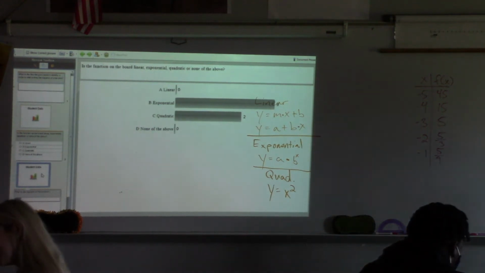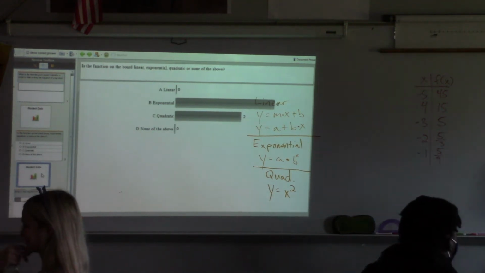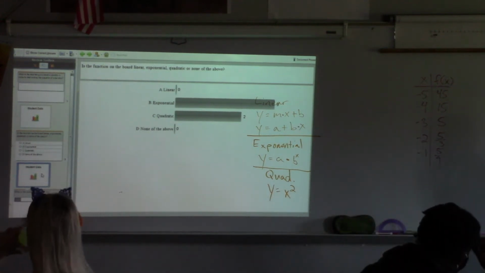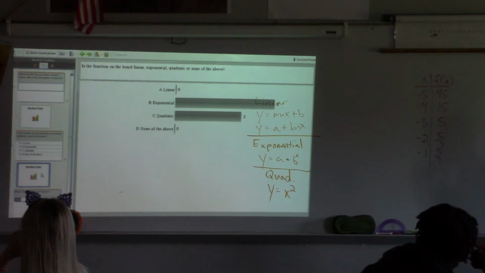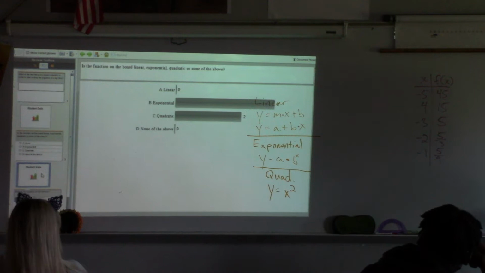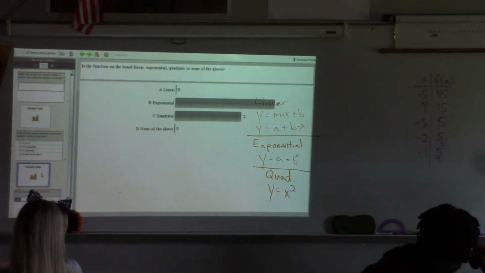Yeah. So is the function linear, exponential, quadratic, or none of the above? No one said linear. No one said none of the above. We were split between exponential and quadratic. What are we thinking now? Exponential. So if you're saying it's exponential, it means we're repeatedly what? Multiplying. Times 3. A constant multiplication. So times 3 times 3.